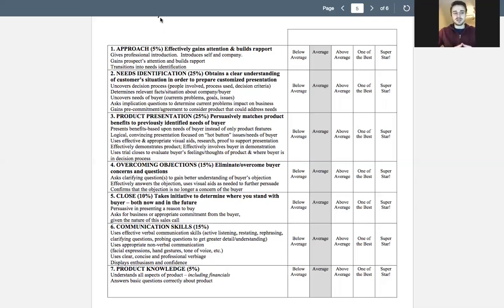I think really peeling back that onion and then figuring out what could happen as a result of accomplishing these goals, or not accomplishing goals. These are all really important things to ask because it creates some urgency in the conversation. It really makes them realize that they might need a solution that you're offering. So I think those are some important things, as well as the last thing here on the rubric for the section, which says gaining pre-commitment / agreement to consider product that would address needs.